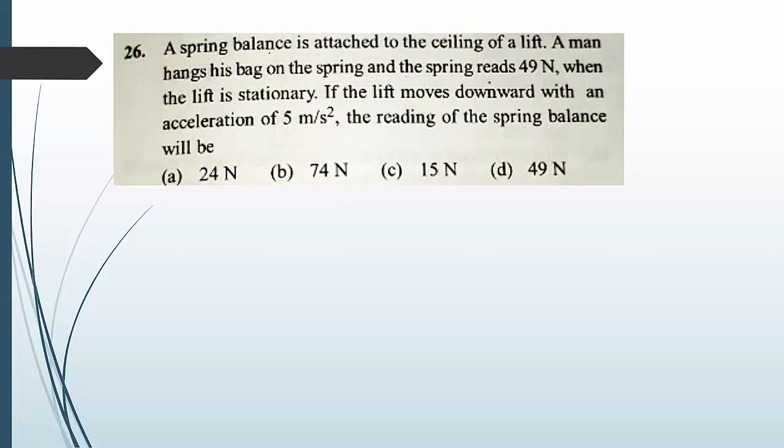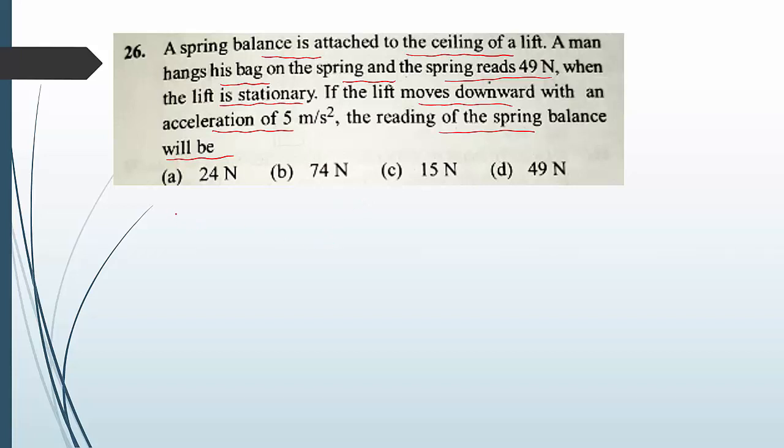26th question. A spring balance is attached to the ceiling of a lift. A man hangs his bag on the spring and the spring reads 49 Newton when the lift is stationary. If the lift moves downward with an acceleration of 5 meter per second square, the reading of the spring balance will be. You can observe here, he is going to hang his bag to the spring inside the lift.